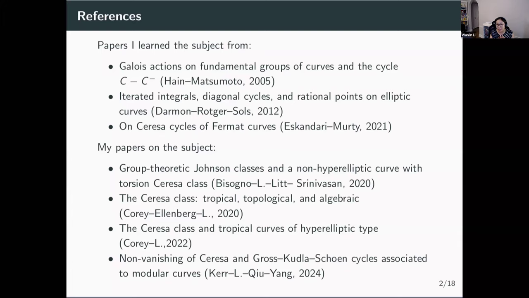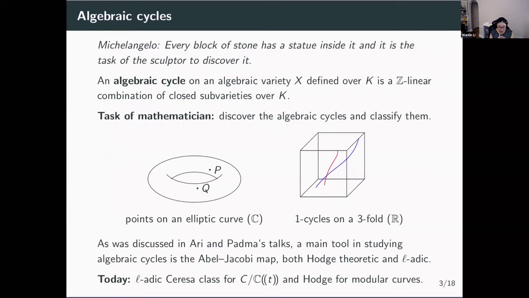And if you ask me questions, for many of them I will tell you to check which section of these three papers. The results I'll be introducing today are from the four papers that I wrote on this subject with great collaborators: Dean Bisogno, Daniel Litt, Padmavathi Srinivasan, Dan Corey, Jordan Ellenberg, Matt Kerr, Tonghai Yang, and Tong Liu.